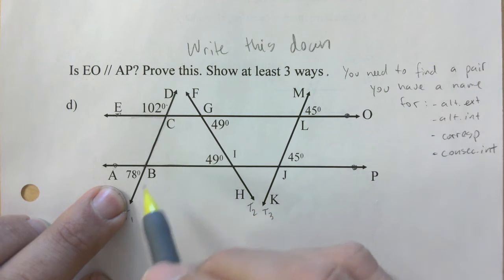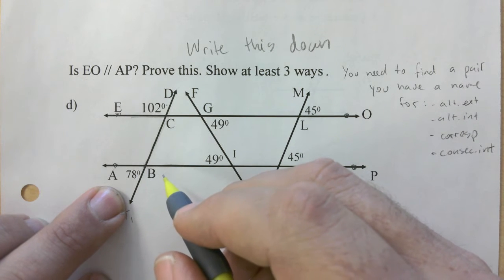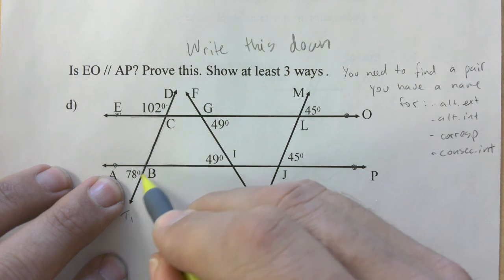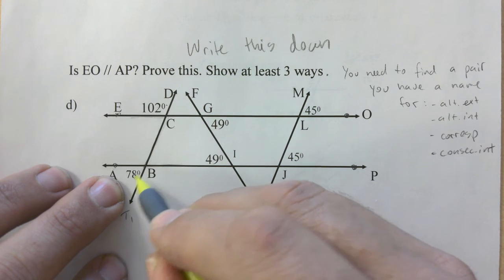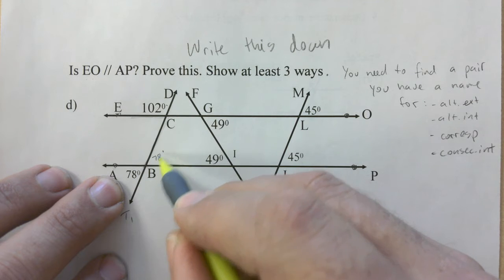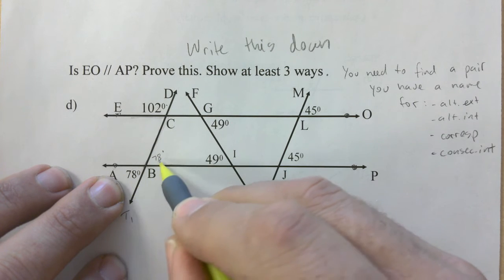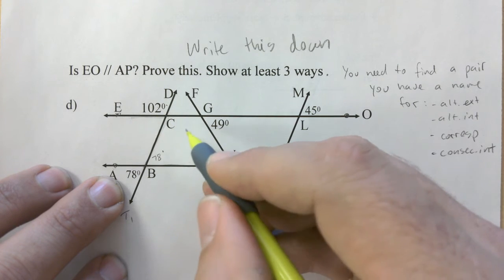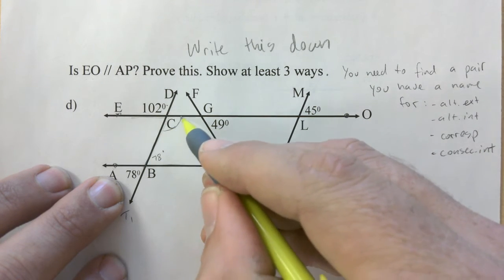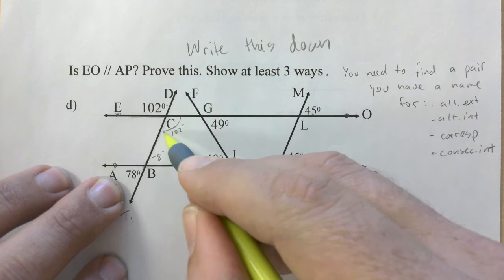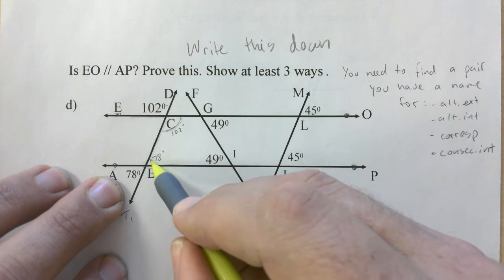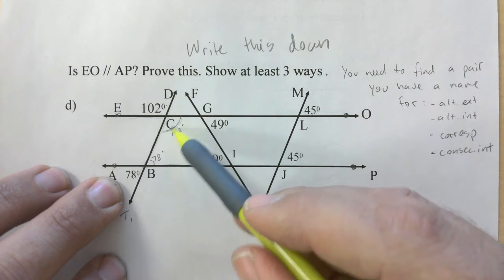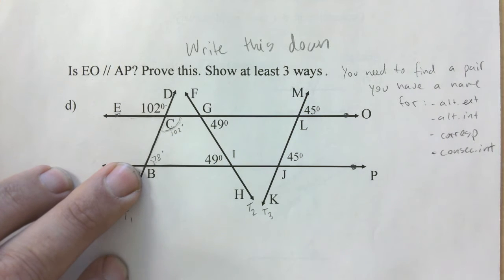One thing that I would encourage you to do is use the vertically opposite property. Vertically opposite means that we know without doing any calculation that these two will be the same and these two will be the same also. The C is kind of in the way, but we know that this angle right here is 102 as well.